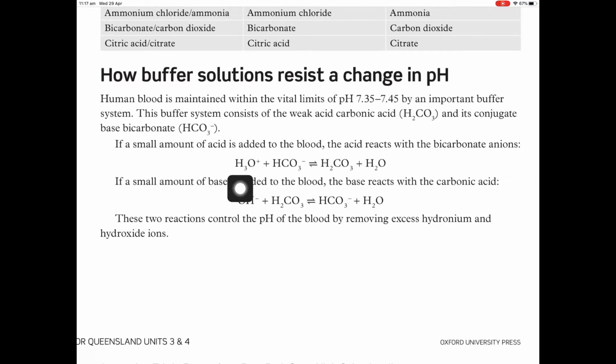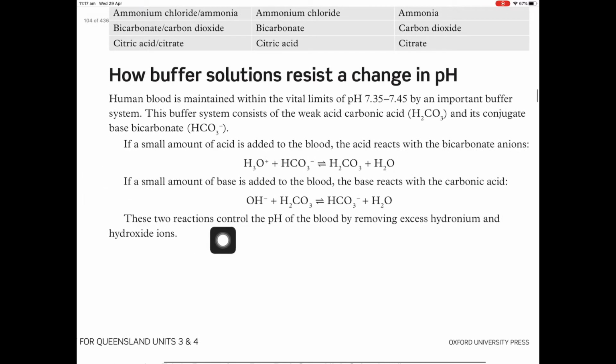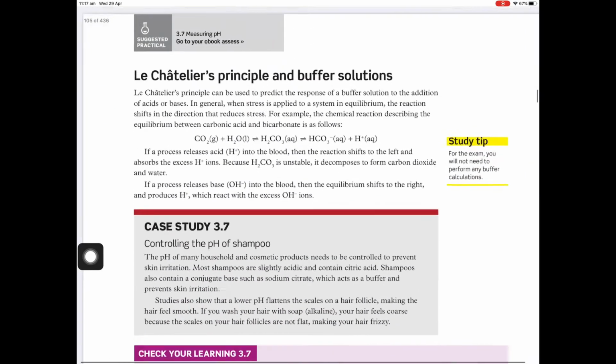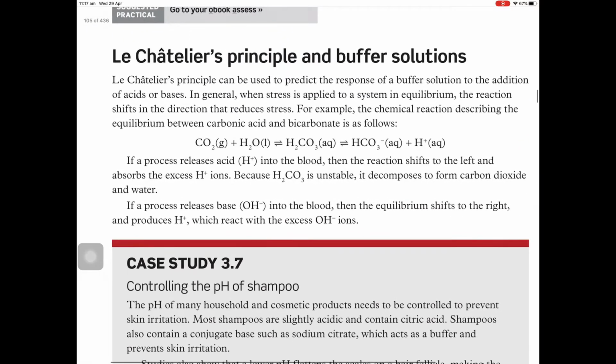So it depends what enters the blood. Too much hydrogen ions, we call upon the base. The acid that enters the blood reacts with the base, the conjugate base, to balance out those excess hydronium ions. But if too many hydroxide ions enter the blood, it reacts with the acid, the weak acid. Okay? It's pretty simple. So a lot of this relates to our old mate, this guy.